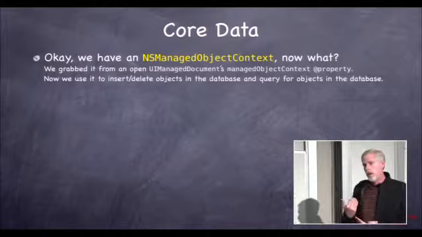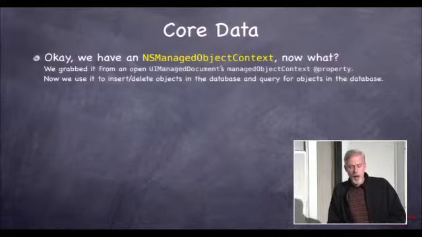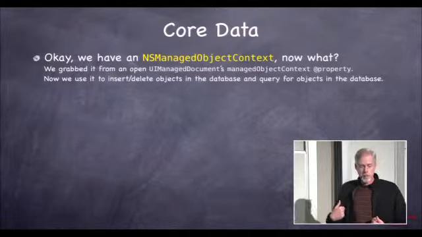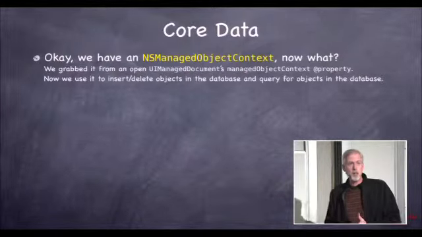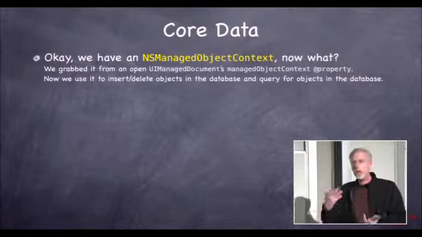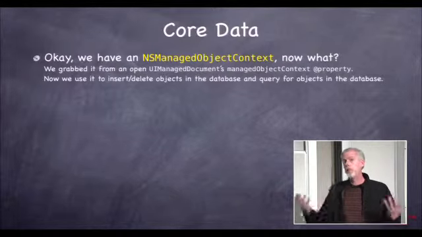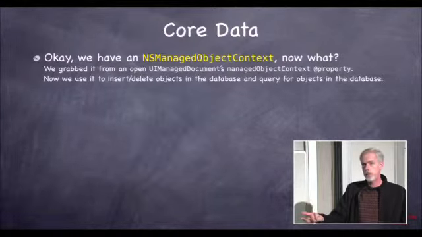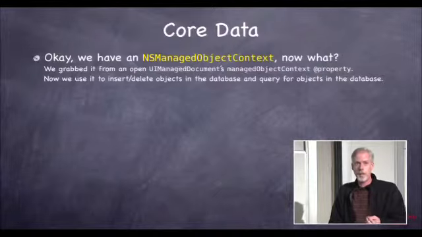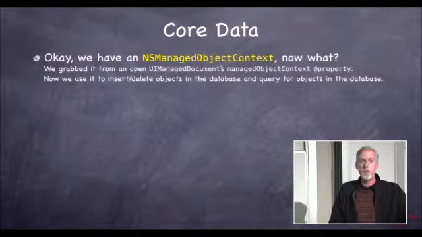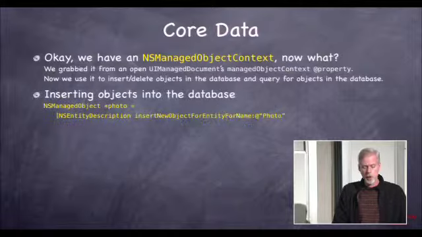So now we can get the NSManagedObjectContext out of that document, and what can we do with it? Well, obviously we can insert and delete objects from the database, update the attributes of objects, and do a bunch of queries to find objects. Pretty sophisticated queries, the same kind of things you can do in SQL. So let's talk about how to do all those things with an NSManagedObjectContext. This context is the thing you get from the document, and once you have it, you can do all these things.